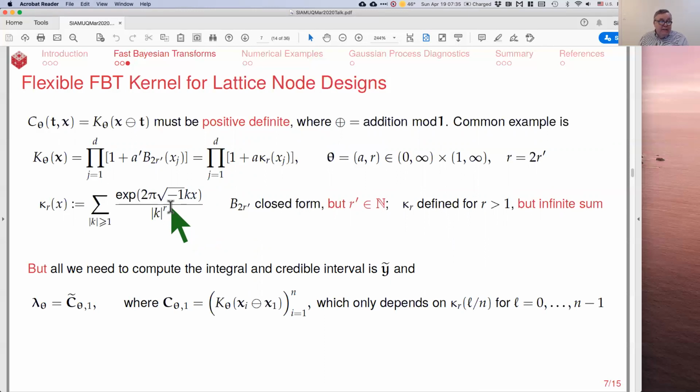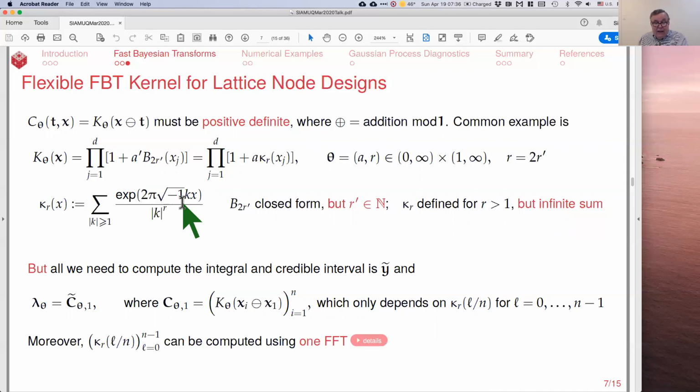We say, well, what do we really need? We really need the eigenvalues, and the eigenvalues are the fast Fourier transform of the first column of the Gram matrix. And if we look at what that is, it only depends on this kappa function, not all x, but only x that looks like 0, 1 over n, 2 over n, 3 over n, and so forth. And we could do that with some work using one FFT. And we can afford an FFT. That's only n log n. The details are on a slide at the end of the talk.